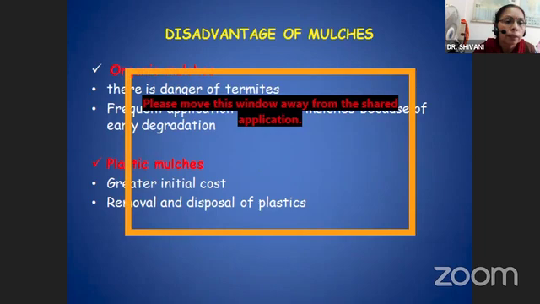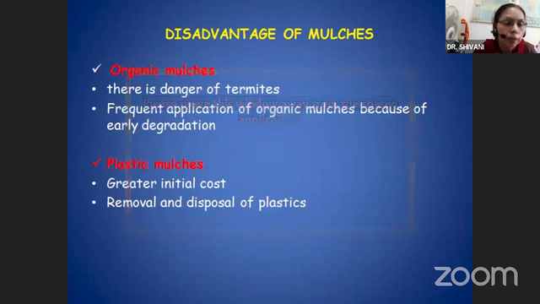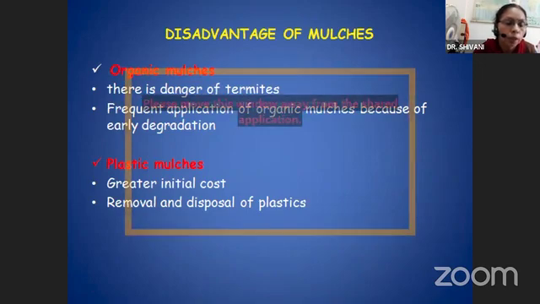In organic mulches, there is danger of termites. Then there is frequent application of organic mulches, because of early degradation. In plastic mulches, the initial cost is very high, and the second and most important problem is the removal and disposal of plastics.